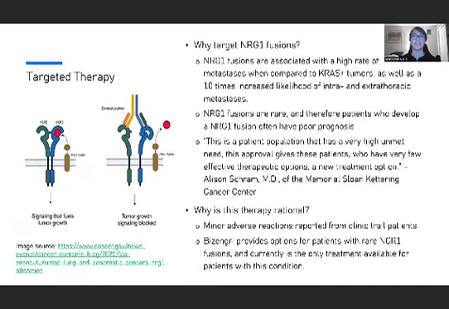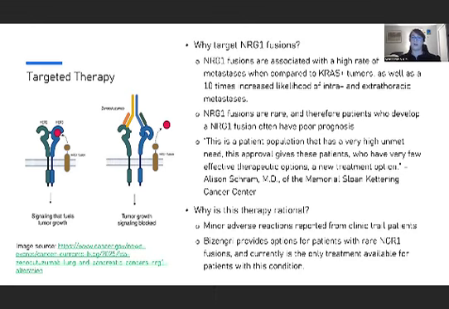So why are we specifically targeting these NRG1 fusions? As I alluded to earlier, these NRG1 fusions are associated with a very high rate of metastases when compared to something like a KRAS-positive tumor, as well as a 10 times increased likelihood of intra- and extrathoracic metastases. So these gene fusions are very aggressive, and we see a lot more metastases coming from these. But they're also rare. I said the 1% statistic earlier, and they have a poor prognosis. Patients who have this type of cancer are usually left with not very many options.